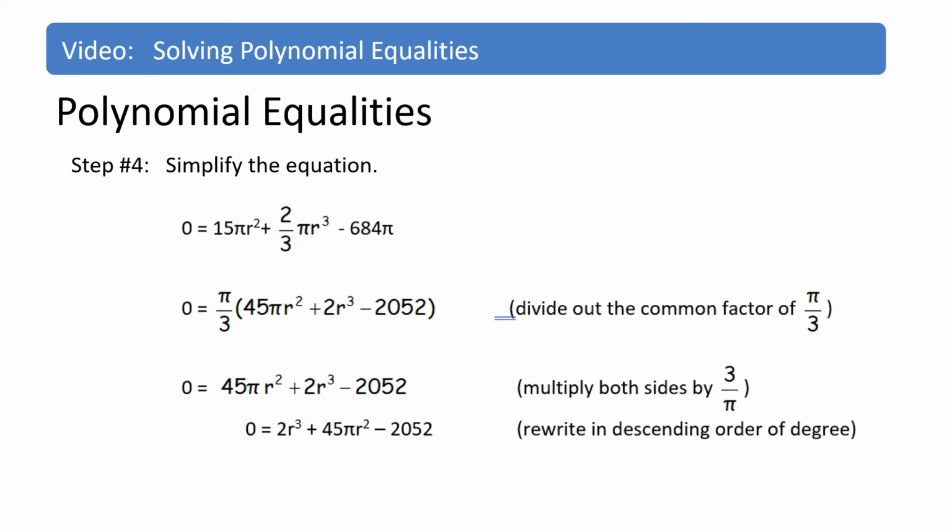Now we can multiply both sides by 3 over pi, and we'll get 0 equals 45 pi r squared plus 2r cubed minus 2052. In the next step, what we'll do is we'll write the equality in descending order according to its degree. So we will now rewrite it as 0 equals 2r cubed plus 45 pi r squared minus 2052.